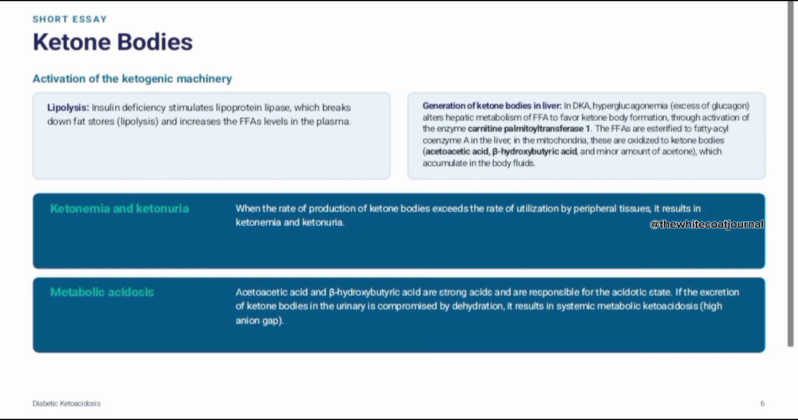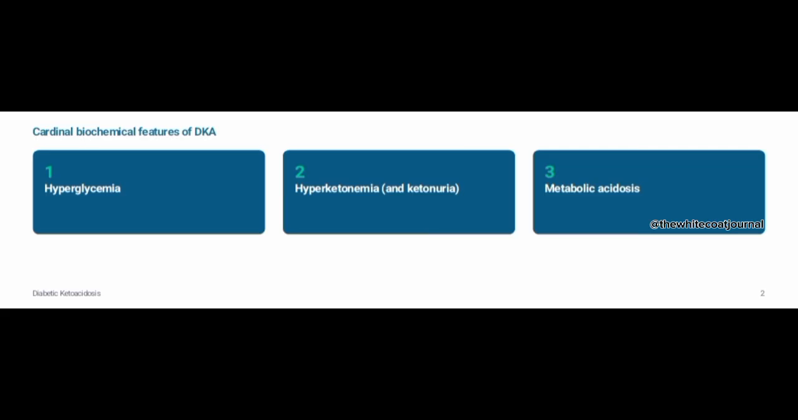Okay, the ketone bodies are acidic substances. So when they accumulate in large amounts, hydrogen ion increases. The bicarbonate buffer system tries to neutralize this excess acid. Therefore, bicarbonate level decreases. This results in metabolic acidosis. So now we can understand the three cardinal features of DKA, which are hyperglycemia, ketosis, and metabolic acidosis.